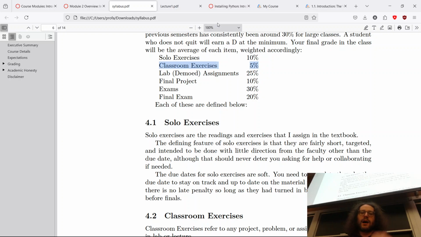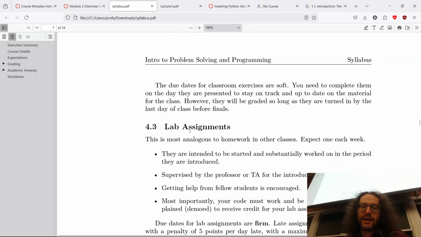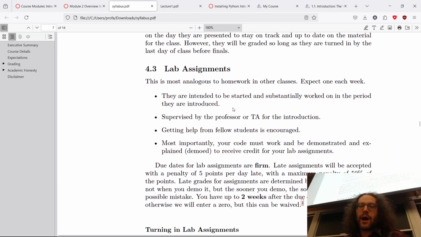Okay. Lab assignments. These are your typical homeworks. They are given in lab, and they are meant to be started in the lab and substantially worked on, if not finished in the period. The first couple of weeks, you might be able to finish in the lab, especially the first assignment, the first homework. But as we get later in the semester, it becomes more difficult to finish the whole thing, and they start resembling closer to homeworks.